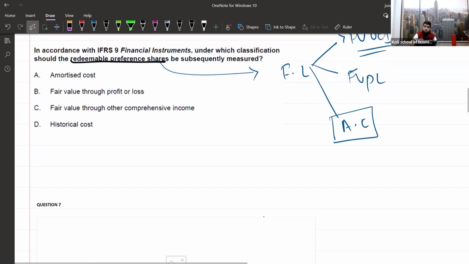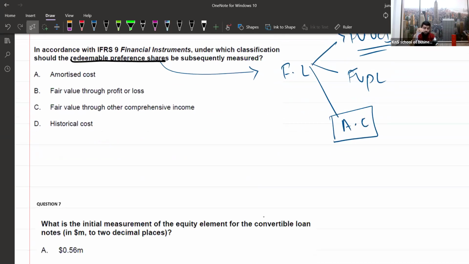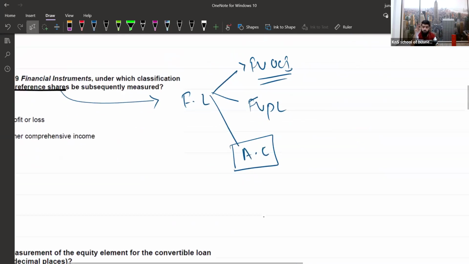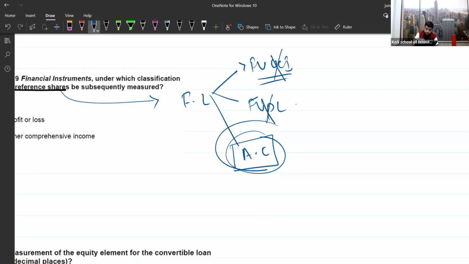As in this question, no fair values are given. So it means that the redeemable preference shares will be classified using the amortized cost. Remember that whenever we are talking about IFRS 9, the financial liability, we have three different options. We can recognize the financial liability using the amortized cost, the fair value through P&L, or the OCI. But if no fair values are given in the question, it means we are not going to recognize the financial liability by using the fair value through OCI or the P&L. We are going to recognize the financial liability by using the amortized cost.